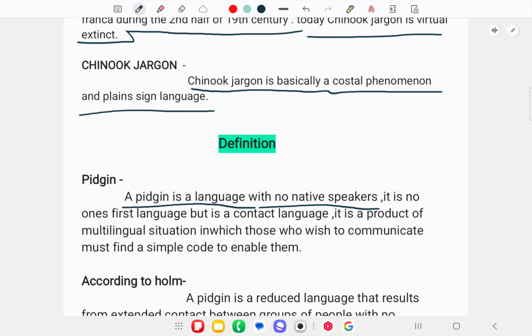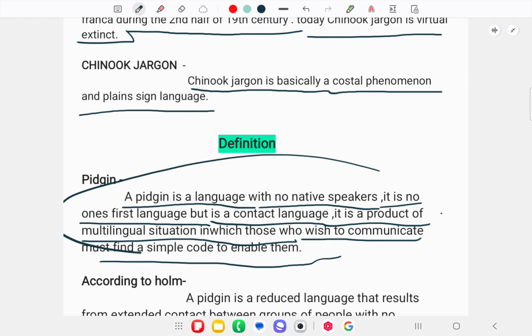This cannot be pidgin, this is only a Creole language. If any pidgin language is being used as the native tongue of any persons, then that pidgin cannot be called a pidgin language, that is the Creole. It is no one's first language but is a contact language. It is a product of the multilingual situation in which those who wish to communicate must find a simple code to enable them. Okay, so this is all about the pidgins, whatever I have discussed already.